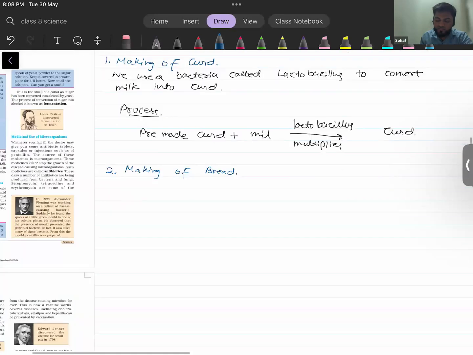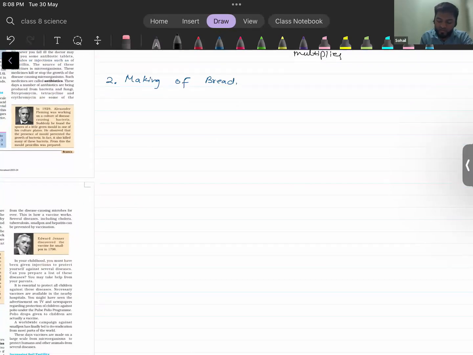So what goes on in the bread making industry? What do they do? They add yeast powder to flour, that is atta. They add yeast powder into flour. And what happens there? The yeast reproduces rapidly in this flour, and it releases carbon dioxide during respiration.